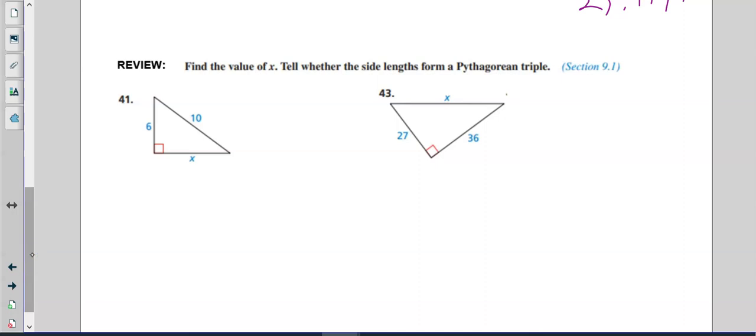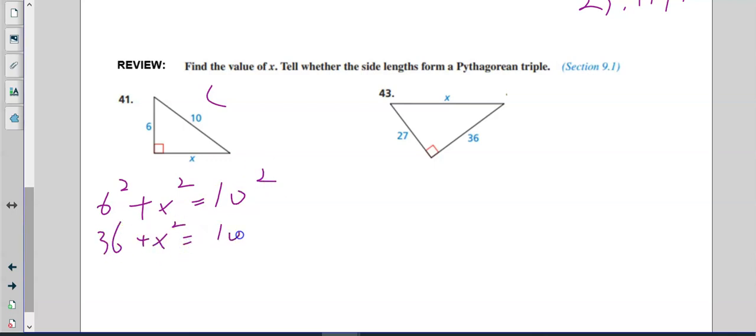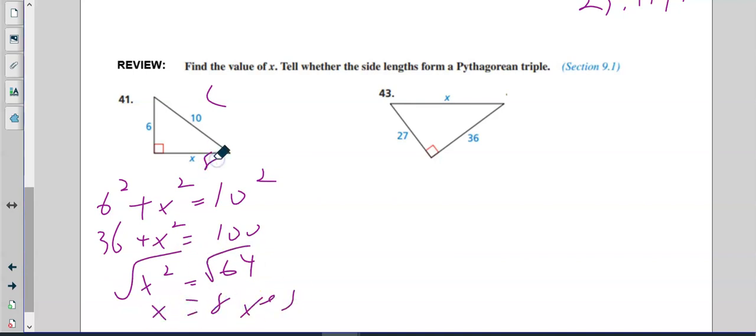And now just quick review. Most important part is C here. So 6 squared plus x squared equals 10 squared. So that's 36 plus x squared equals 100. x squared equals 64. Square root both sides. x is 8. So that's a yes. 6, 8, 10, which is just a multiple of 3, 4, 5.